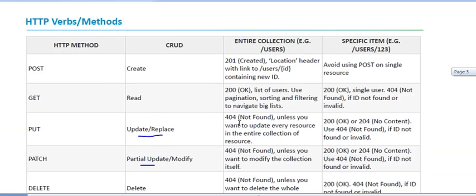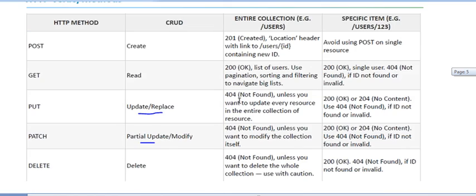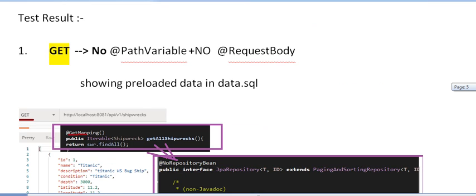And here are the different CRUD operations: POST, GET, PUT, PATCH and DELETE. POST is for create, GET for read, and PUT for update. For a partial update you can use PATCH. For the DELETE operation, you just use the ID and it will delete the entity.